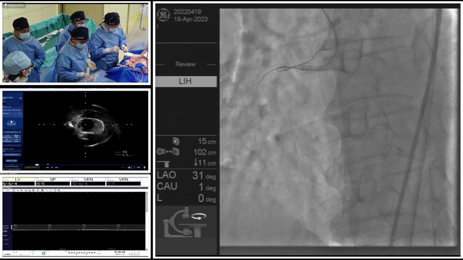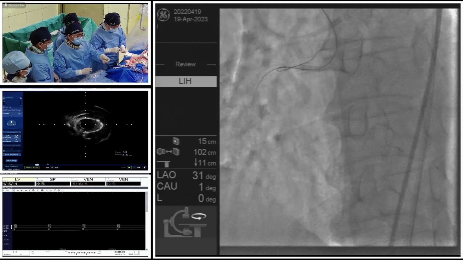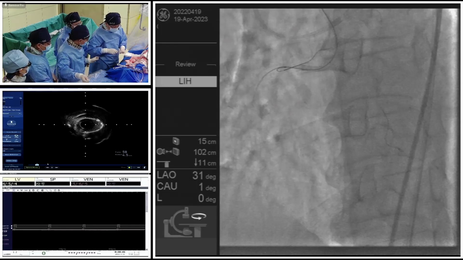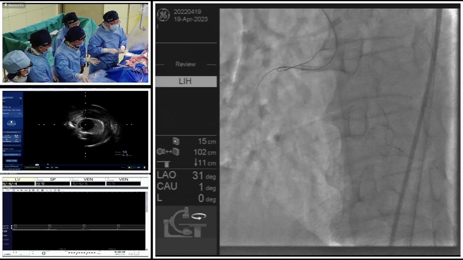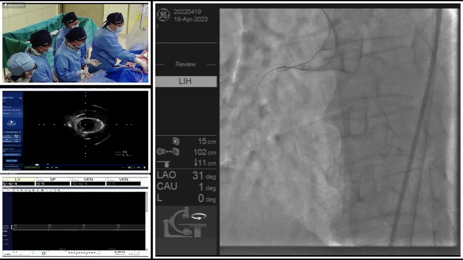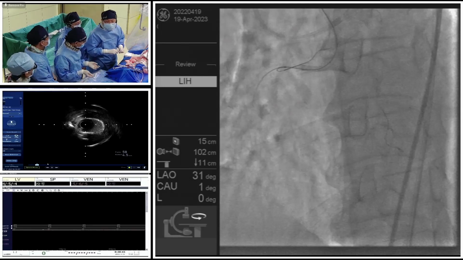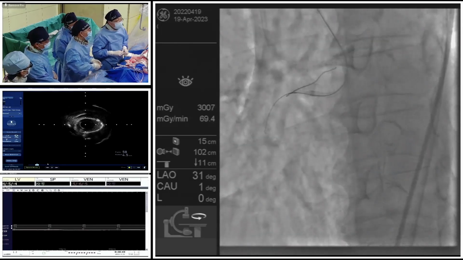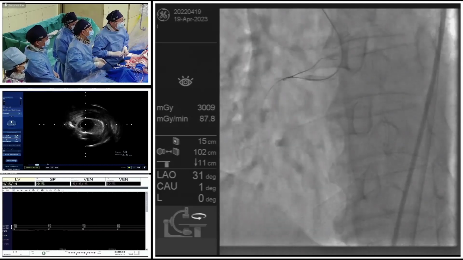Professor Li, do you worry about the dissection caused by the previous PCI, that it has not healed for this one? Certainly, it has already been 2 months. Yes, I think it's okay. It should be enough time for healing.